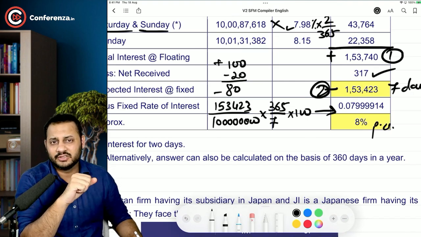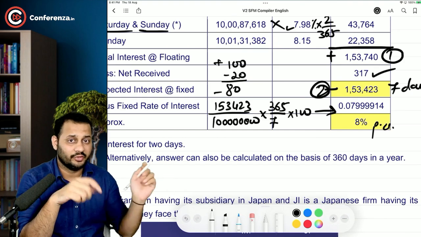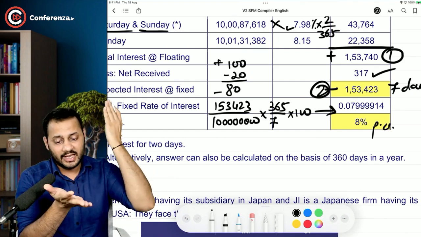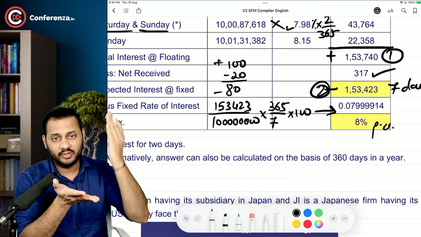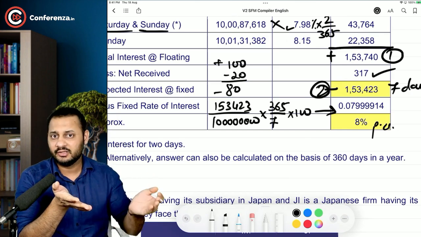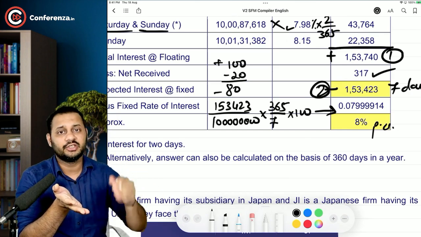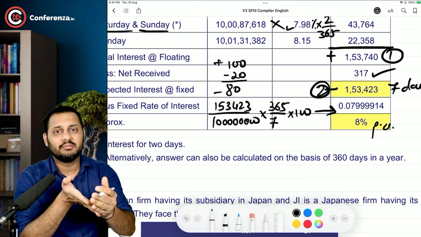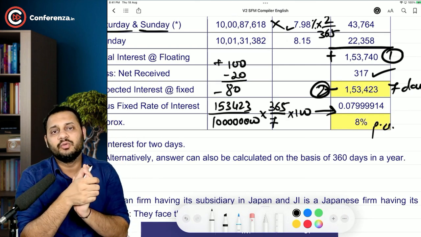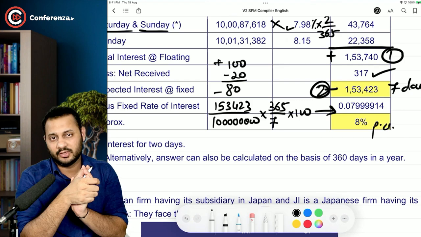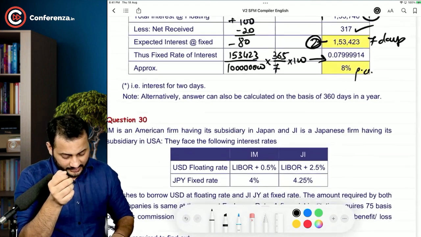So this is kind of a reverse calculation, where the settlement is given to you. In the previous question, what happened? We calculated floating rate, we calculated fixed rate, and then we calculated the net amount of settlement. In this question, floating is given, net amount is given, fixed was asked to calculate. So that is how you have to do it.